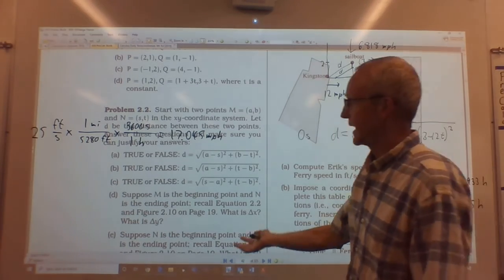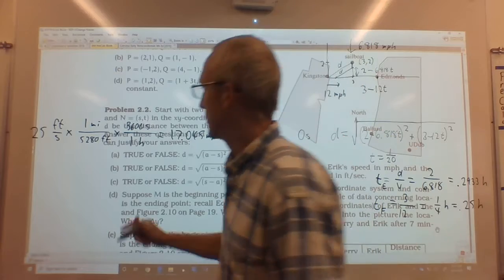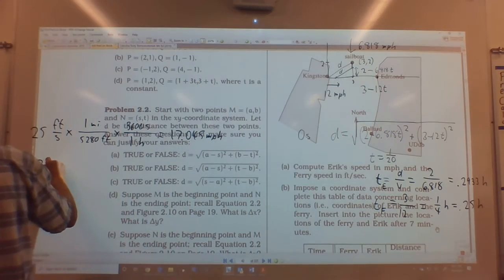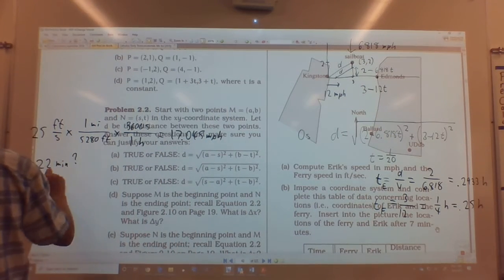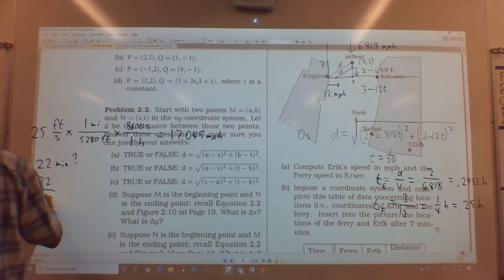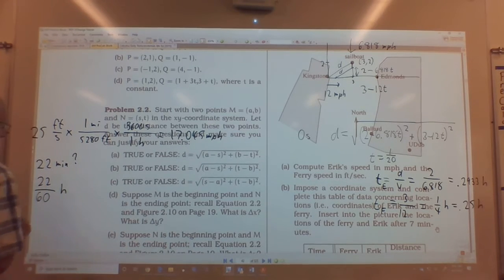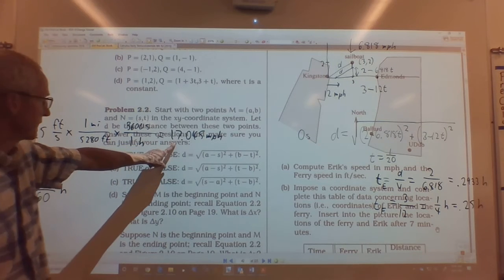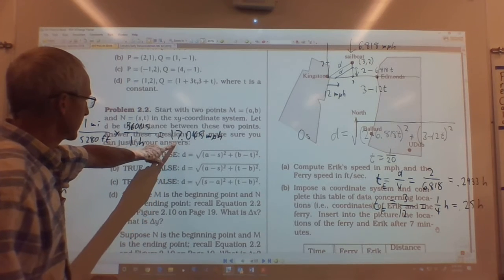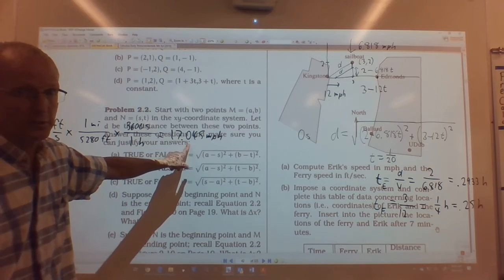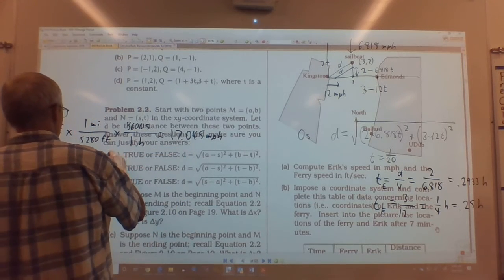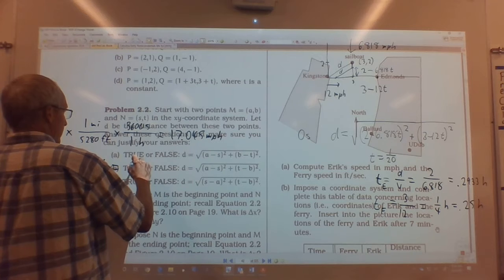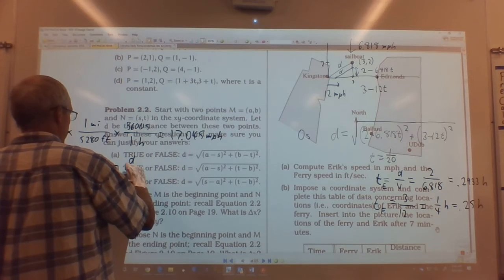It already lost 8 minutes. It started with 8 minutes left. So can it finish this in 22 minutes, which is the same as 22 divided by 60 hours? Can it finish it in 22/60ths of an hour? So let's figure out how long it takes for this thing going that speed to go 6 miles. So the time is distance divided by velocity.